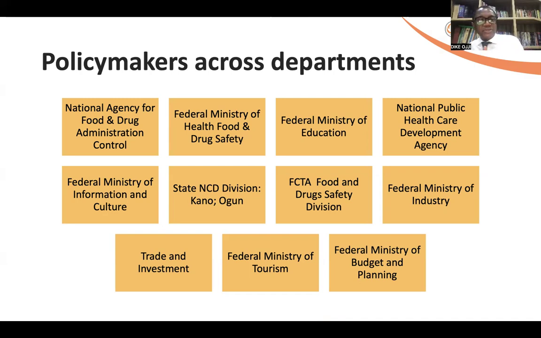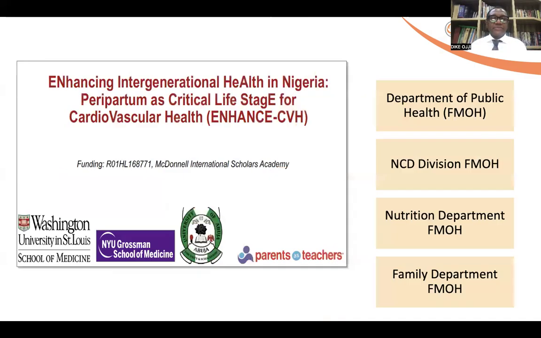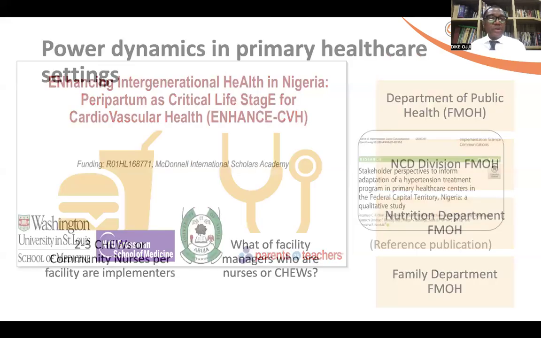You can see the different stakeholders we have engaged, from the Nigerian Agency for Food and Drug Administration to the Federal Ministry of Health, Drug and Safety. So understanding power dynamics is also very, very important. In the Federal Ministry of Health, for example, in our Enhancing Intergenerational Health in Nigeria, which is called the Enhanced CVH study, we have to understand the power dynamics. We have to know that the first people we have to engage is the Department of Public Health, which in a way has some supervisory role over the NCD division and also the nutrition division and family. So when we got the buy-in of the Department of Public Health, it was not difficult at all to get the buy-in of the nutrition department and also the family department.